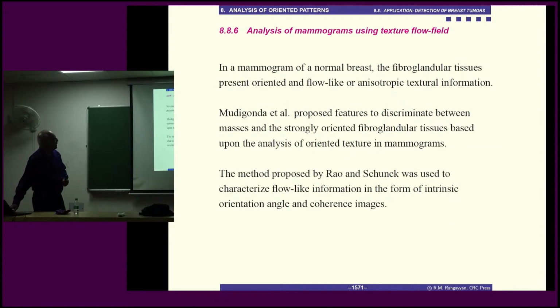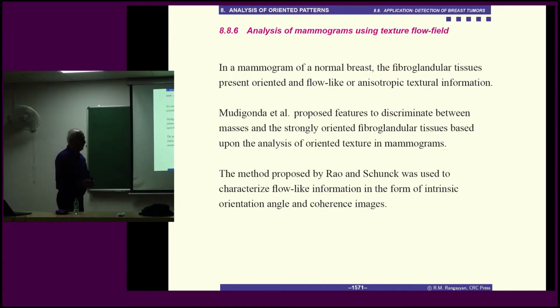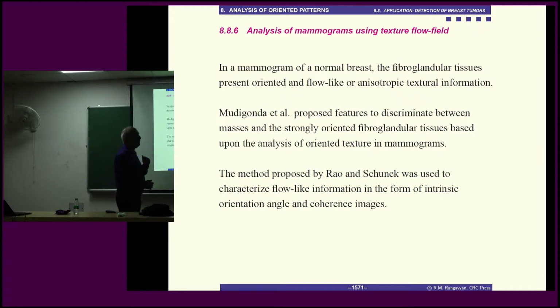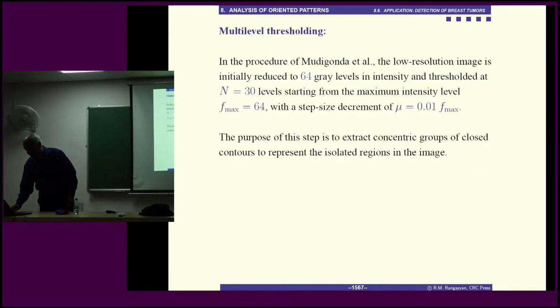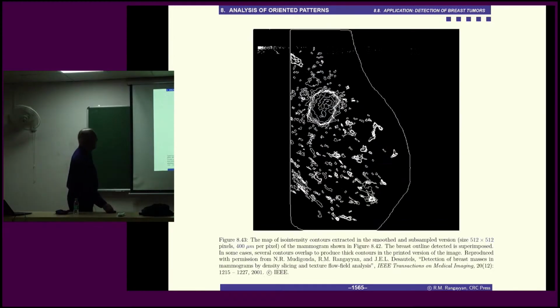we did using texture flow field. This was something that Naga added to reject false positives. We found that most of the false positives were caused by overlapping fibroglandular tissue or fibroglandular tissue of high density. Masses were detected, but we were getting these other false positives, like these.